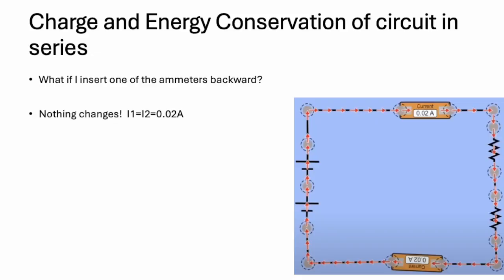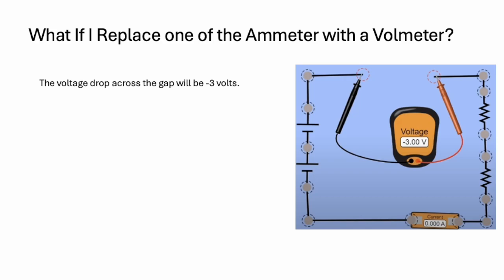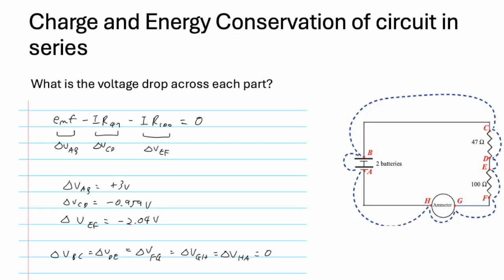What if I insert one of the ammeters backward? Nothing changes, as indicated by the simulation. Still I1 equals I2, which is equal to 0.02 amperes. What if I replace one of the ammeters with a voltmeter? The voltage drop across the gap will be negative 3 volts as indicated above. So the voltage drop across the battery is positive 3 volts, across the first resistor the voltage drop is negative 0.959, and across the second resistor the voltage drop is negative 2 volts.